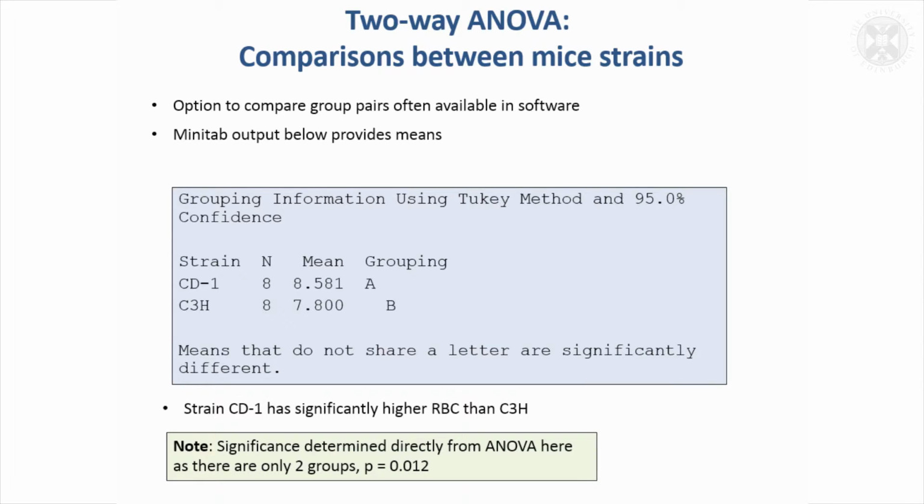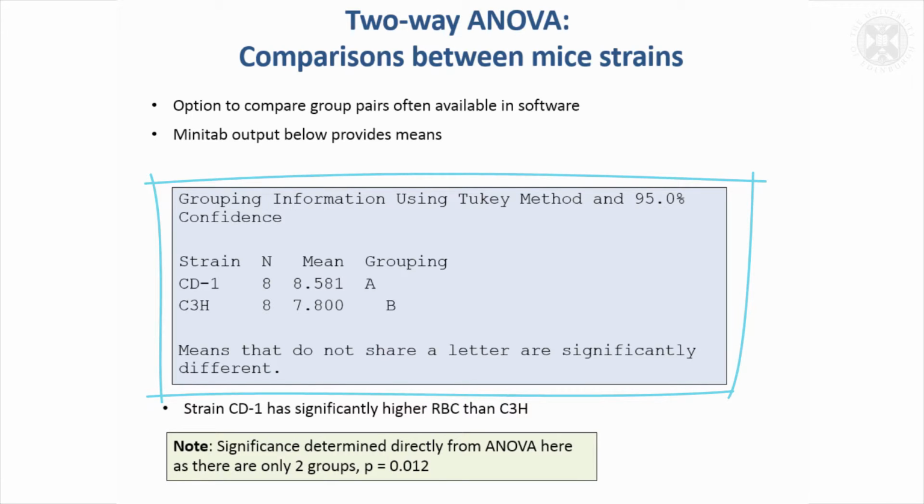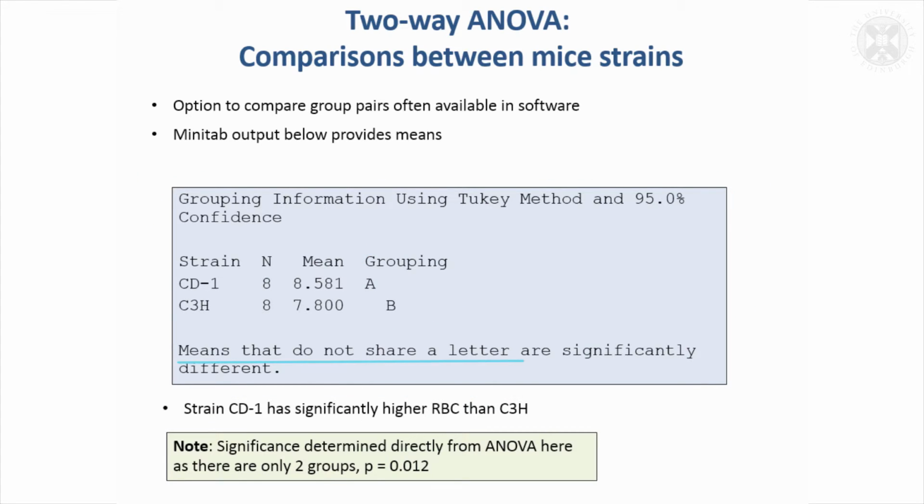I showed a table like this last time. There is an option in Minitab which will allow you to see which strains are different. In this case, of course, there are only 2 strains, and we showed that they were different, but if you had 3 or more, you'd want to see which strains were different. So, of course, we found they were significantly different, and they've got a different letter here, which, as the note underneath says, means that groups that do not share a letter are significantly different. So we've been able to show the strains are different.